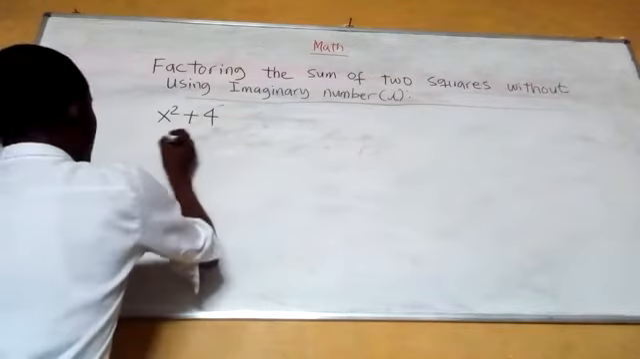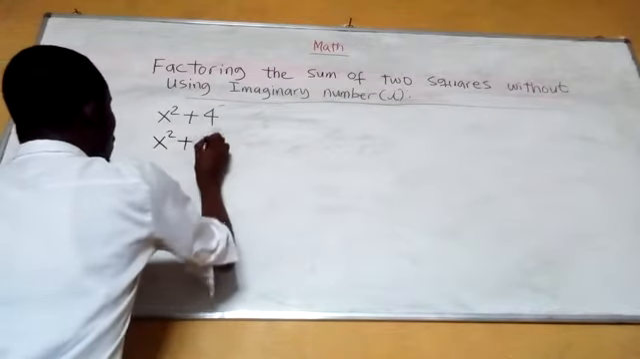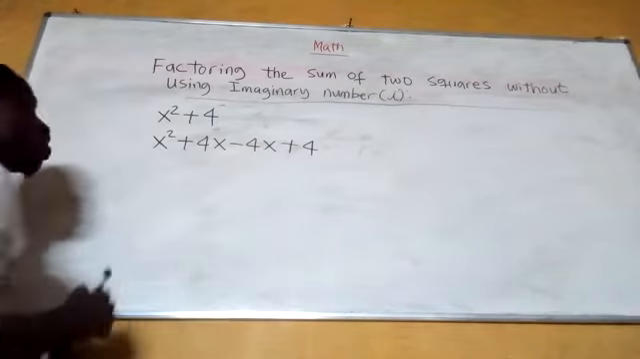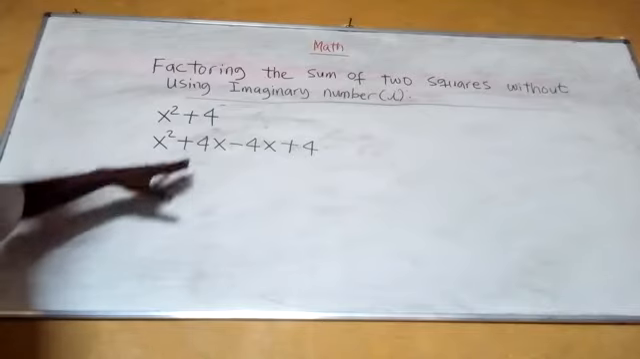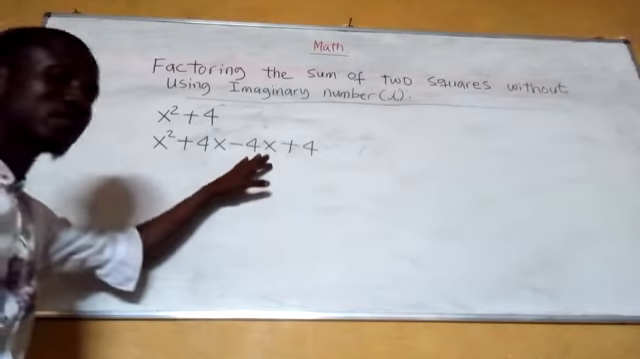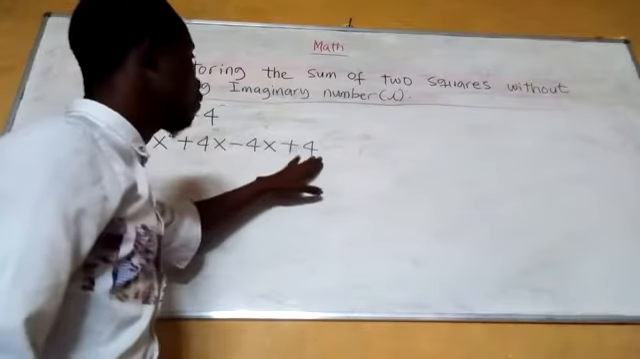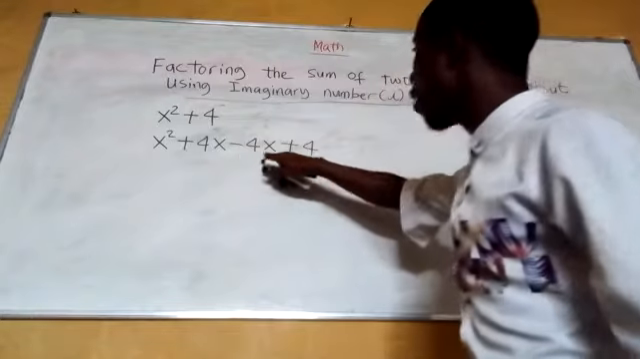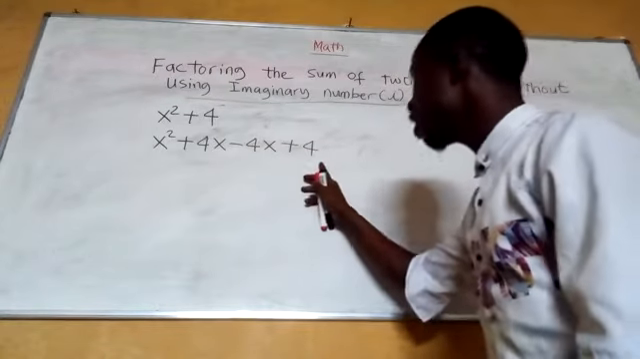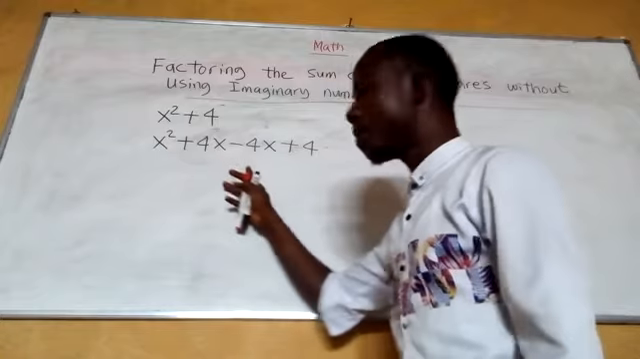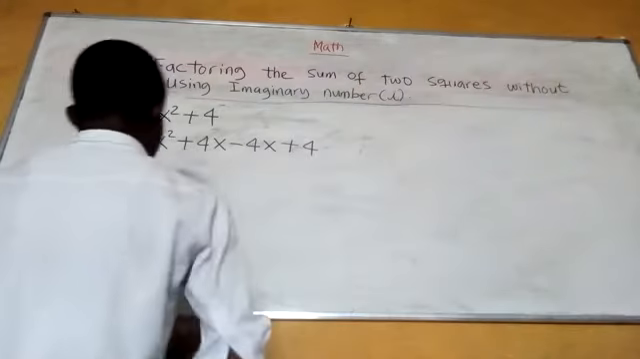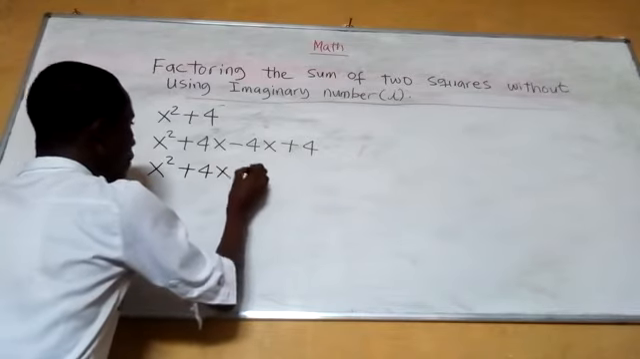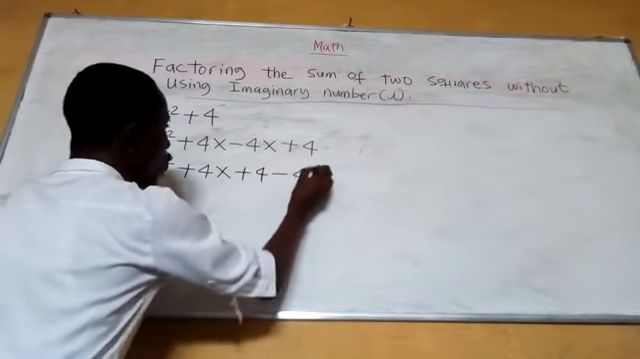So here, if we do this, we have x squared plus 4x minus 4x plus 4. Nothing changed here. We can easily see that positive 4x and negative 4x cancel out, and we are left with x squared plus 4. After adding and subtracting, we will rearrange minus 4x and positive 4 by bringing positive 4 before negative 4x. So we will have x squared plus 4x plus 4 minus 4x.